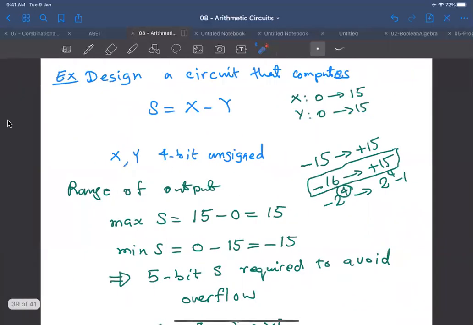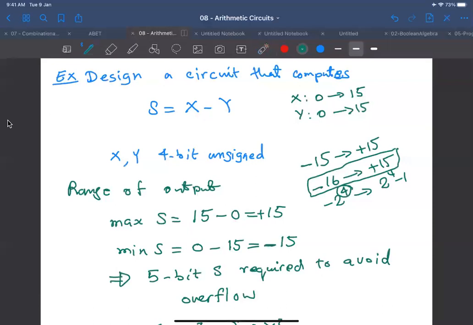We would like to design a circuit that computes X minus Y, again avoiding overflow, and X and Y are 4-bit unsigned now. X goes from 0 to 15, and Y goes from 0 to 15. Now we find the maximum and minimum of S. The maximum is 15 minus 0, which is plus 15. S is signed, but X and Y are not. The minimum of S is 0 minus 15, which is minus 15.